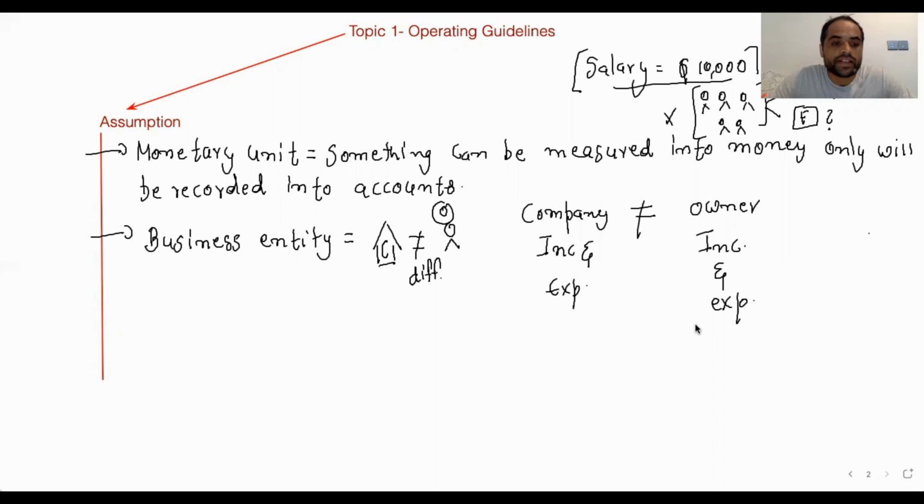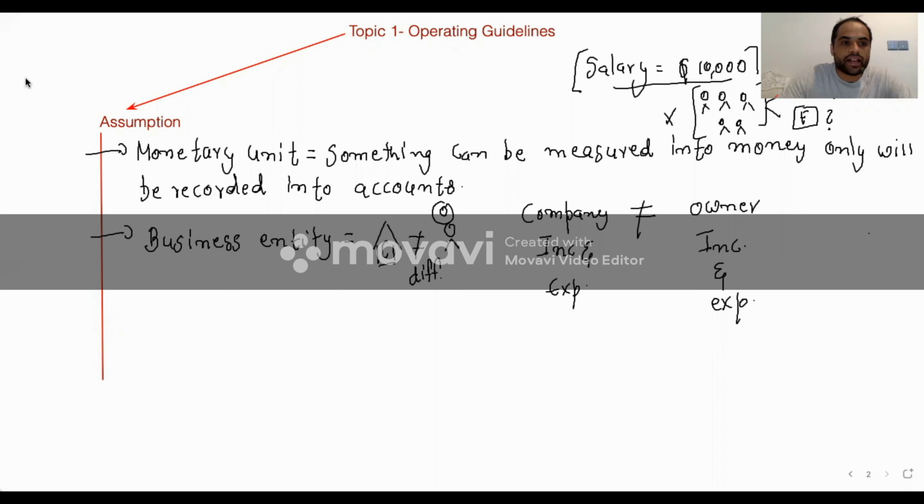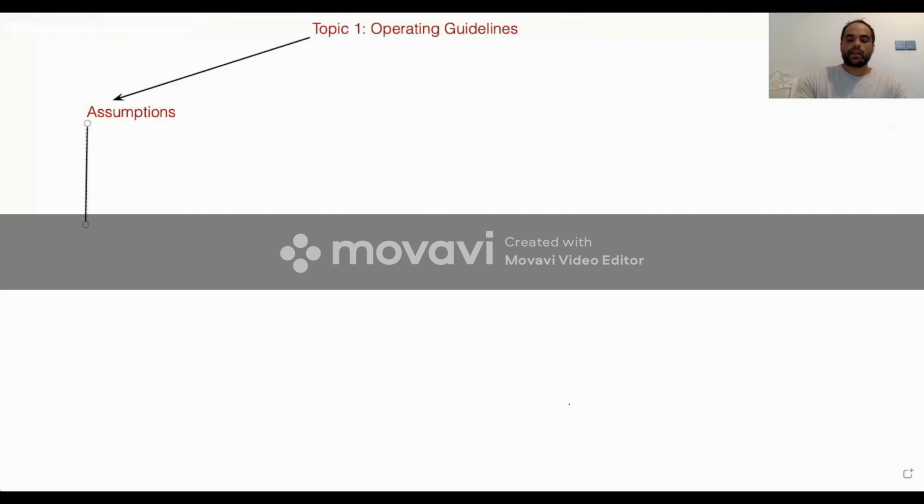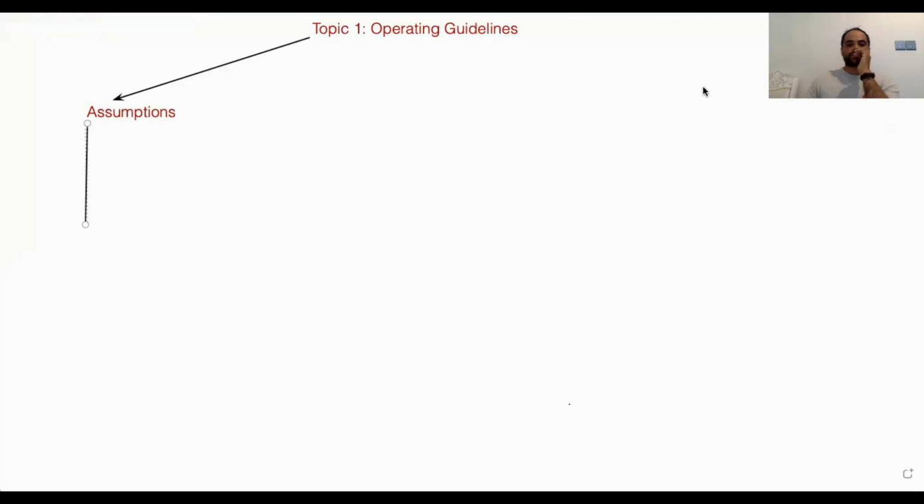Yes. Okay, so let's move on to the third and the last assumption. So let's continue our assumptions with the next point, which is the time period assumption.